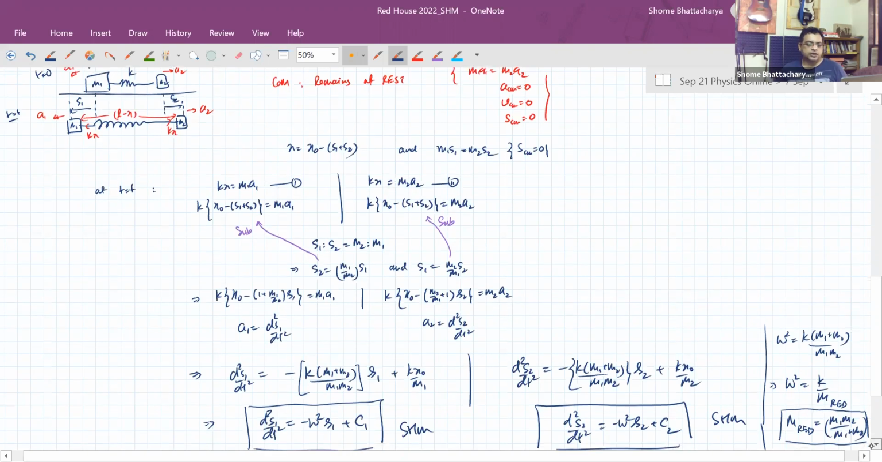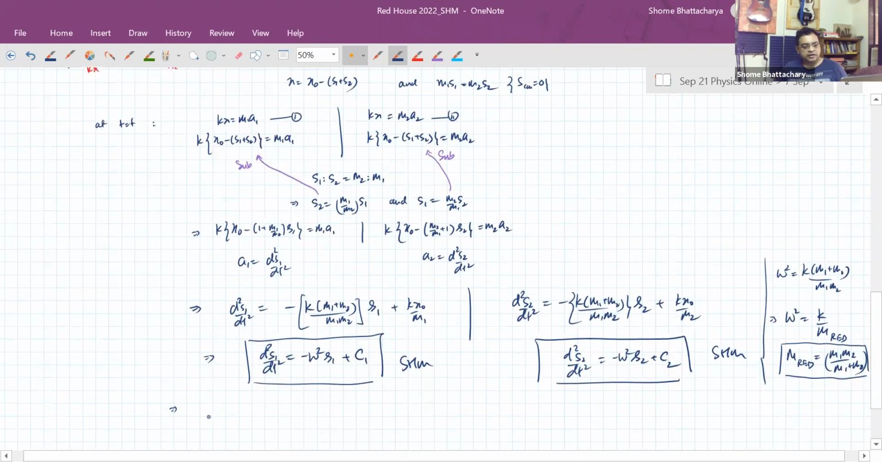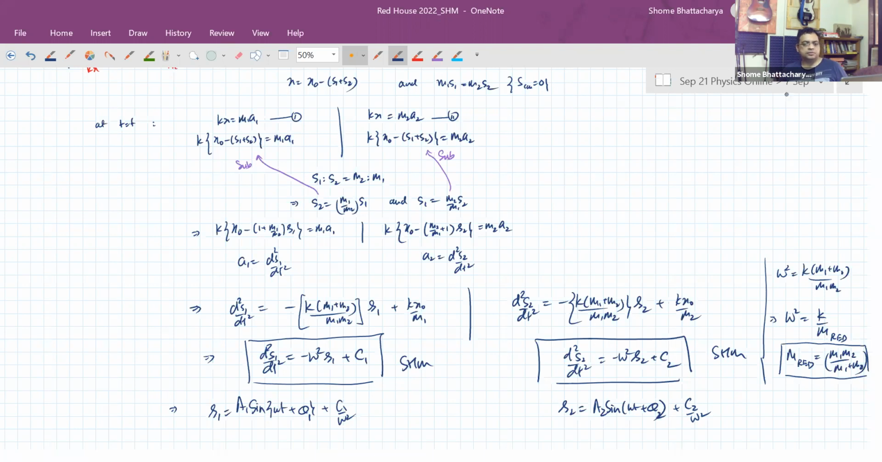So from this point onwards, we know that S1 is just going to be equal to some A1 sine(omega t plus phi 1) plus C1 by omega square, and S2 is going to be some A2 sine(omega t plus phi 2) plus C2 by omega square, that kind of thing. This is SHM of this type.